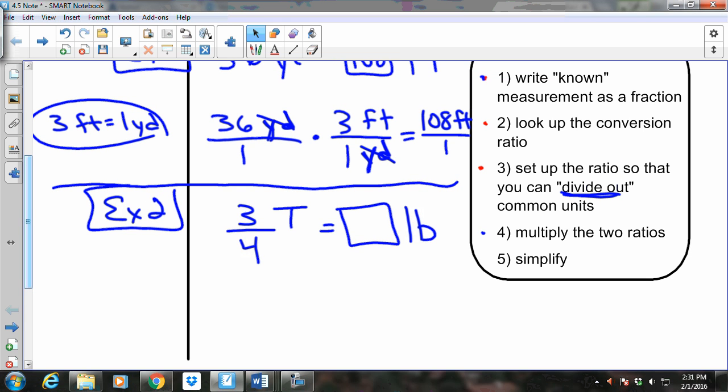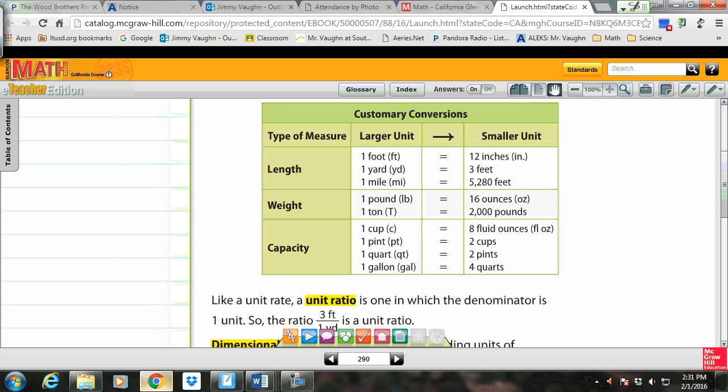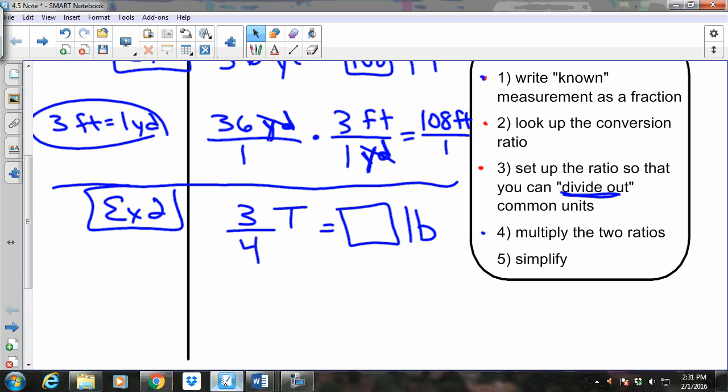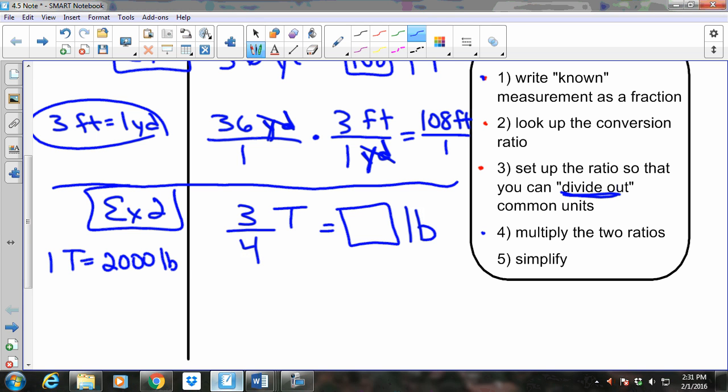So what are we working with? We're working with tons and pounds. Go back, tons and pounds. I look on here to see 1 ton equals 2,000 pounds. It's about a large cow. My dad told me when I was a kid, how much is a ton? That's a big cow. Smaller cows are less than that. So we have on the side, right here, our conversion ratio. 1 ton equals 2,000 pounds.